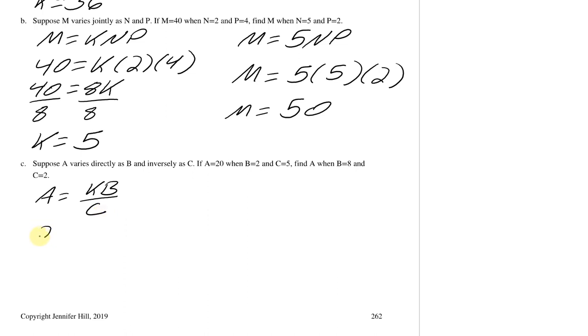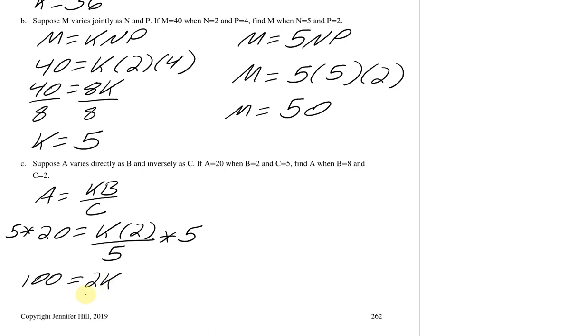okay, so let me plug in that information. So my A is 20, my B is 2, and my C is 5. So unpack this in whatever way that you need. For me, I'm going to first just get rid of the 5 so I don't have a fraction. So now I've got 100 equals 2 times k, and now I can divide both sides by 2, so I get k equals 50. So now I can restate this equation as A equals 50b over c.